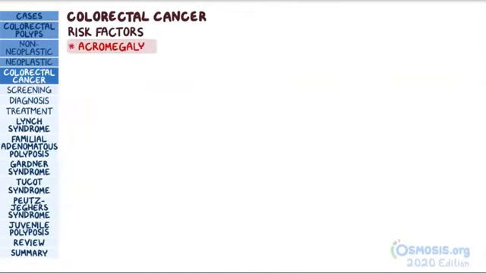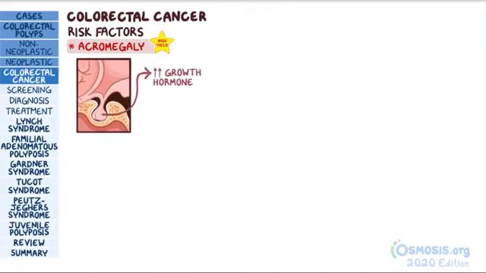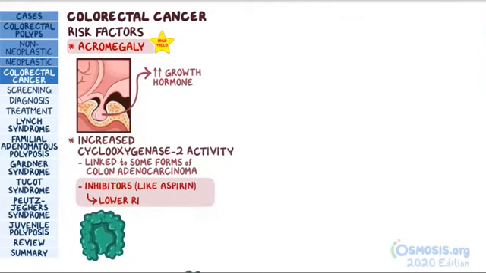Individuals with acromegaly, a condition where the pituitary gland produces too much growth hormone, are at higher risk of developing colorectal cancer. And finally, increased cyclooxygenase 2 activity is linked to some forms of colon adenocarcinoma. So frequent use of inhibitors of this enzyme, like aspirin, can lower risks.